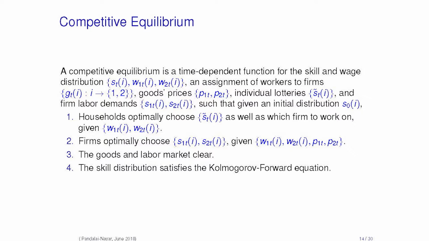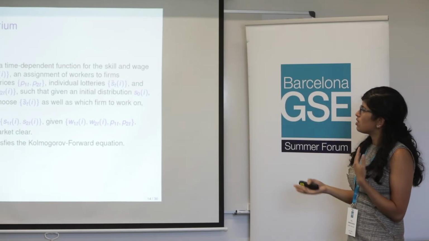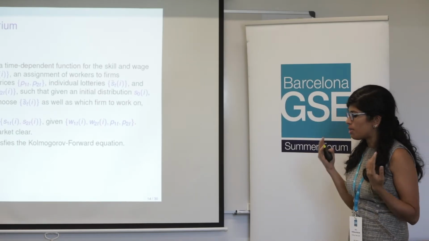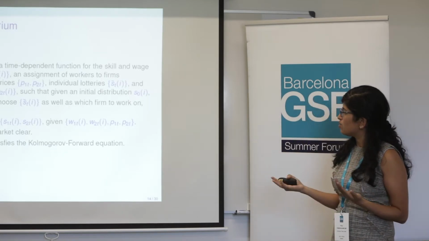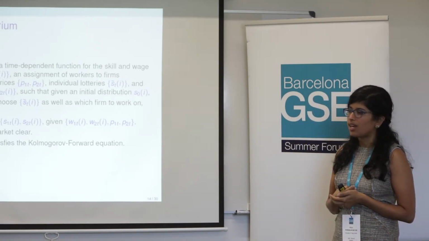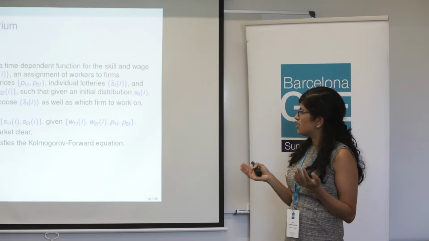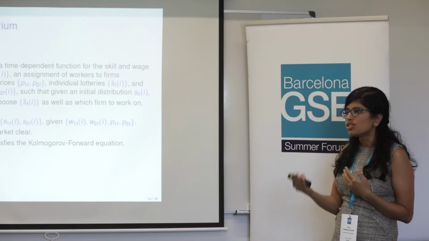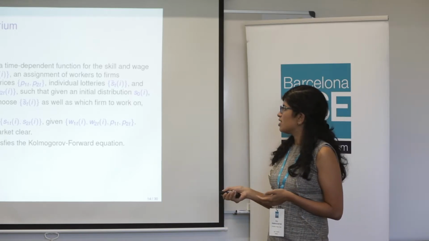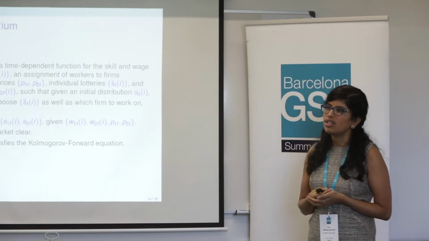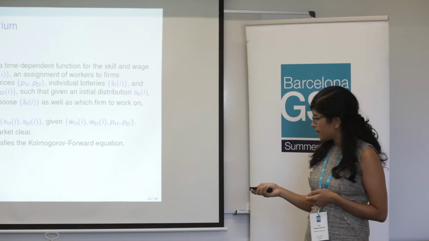So this is just the definition of the equilibrium. It's standard. Households choose the lottery and which firm to work in, given the wages. Firms choose the quantity of each type they want to hire, given the wages and the prices. The goods and labor markets clear, and the skill distribution satisfies the Kolmogorov forward equation. So this is our state variable, and the only control variable is the lottery.